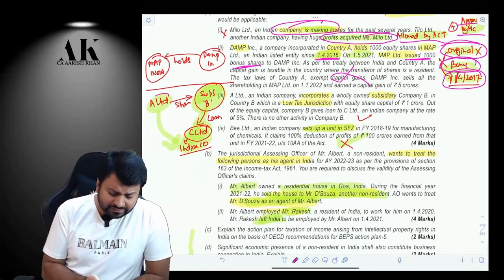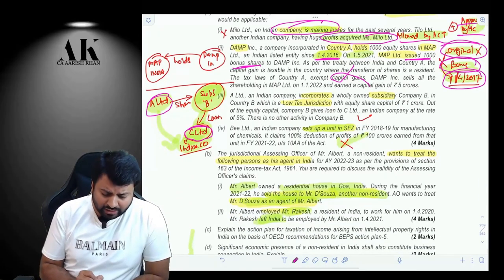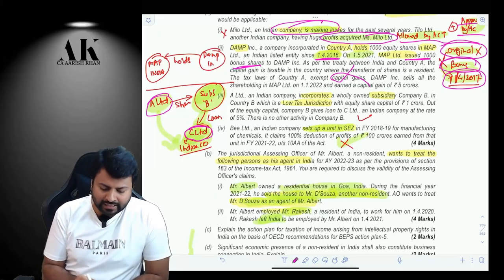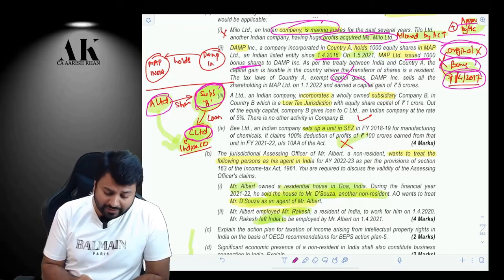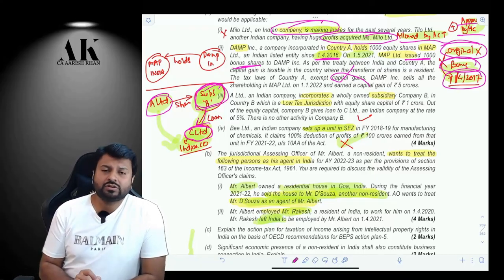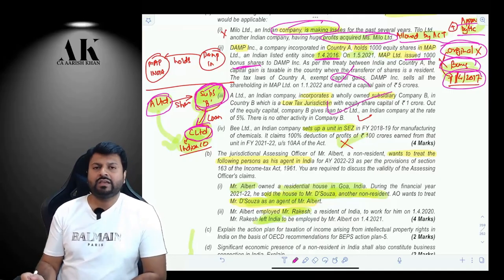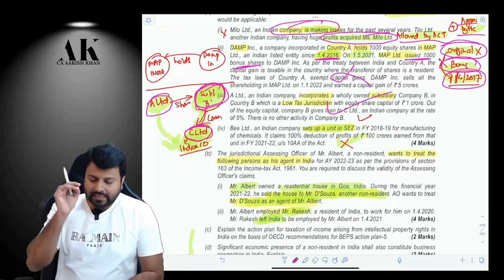Okay, next one. There is one Indian company which wanted to give a loan to another Indian company, but rather than doing that, they are forming a company in a tax-free, low tax jurisdiction, and they are purchasing equity shares of that company, and then the third company is giving a loan to the second company. So whether GAR will be applicable? Yes, it's a classic case of impermissible avoidance arrangement to evade tax. GAR will be applicable in this case.